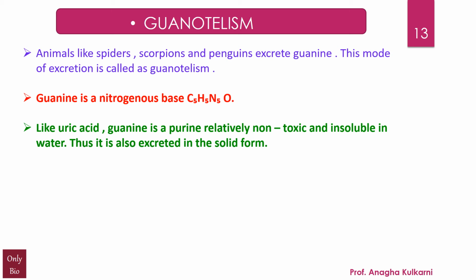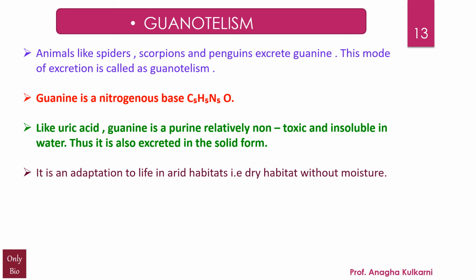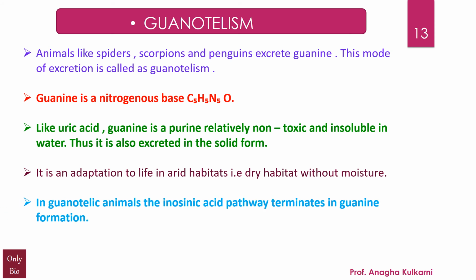Friends, if you cross-check in a few books, they have written that uricotelism itself is called guanotelism, but it isn't so. Uric acid and guanine, no doubt both are purines, but their chemical formula is slightly different. So, ideally, uricotelism and guanotelism are slightly different from each other. It is an adaptation to life in arid habitats, that is, dry habitat without moisture. In guanotelic animals, the inosinic acid pathway terminates in guanine formation. So, from this, you can understand that it's the inosinic acid pathway itself which is going to operate there.